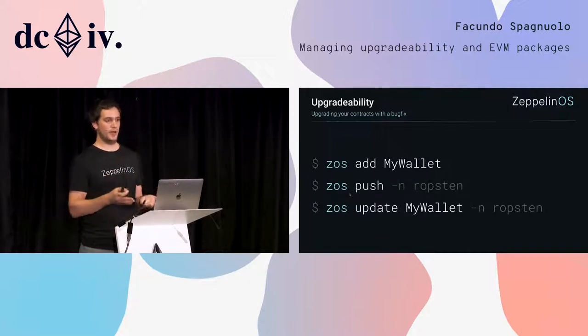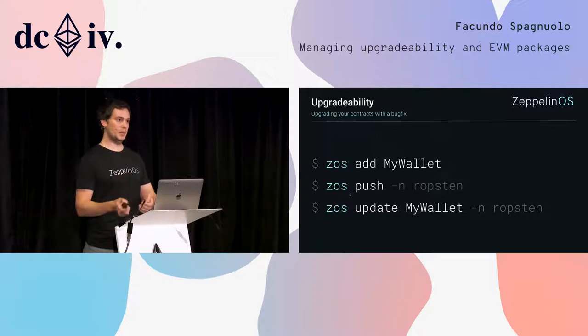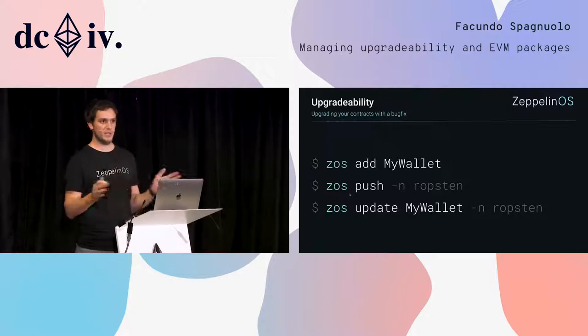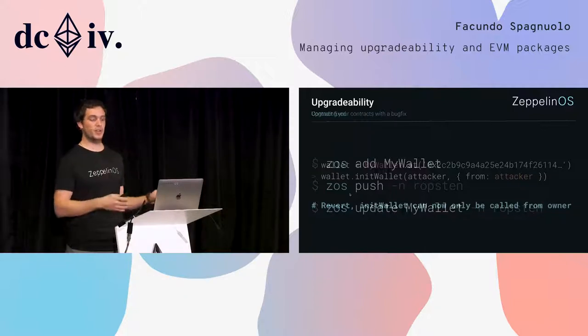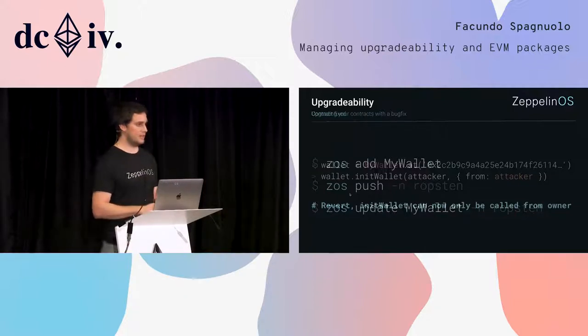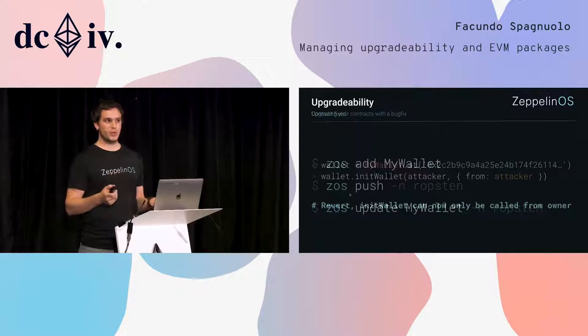We're pushing that fix to the network. And finally, we're running a new command here. The update command is the way to tell SubNUS to upgrade the upgradeable instance that we created before. And it will be as simple as that. As you can see, an attacker cannot call the init wallet function anymore, and our bug has been fixed.